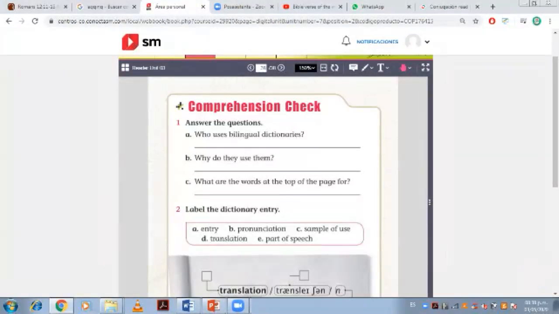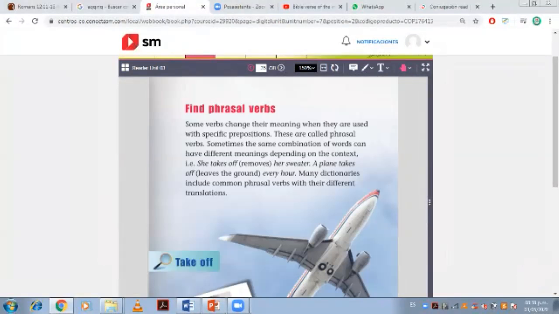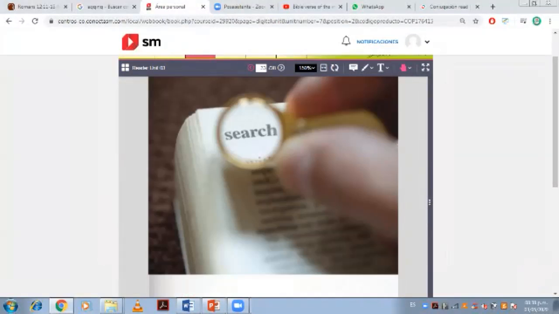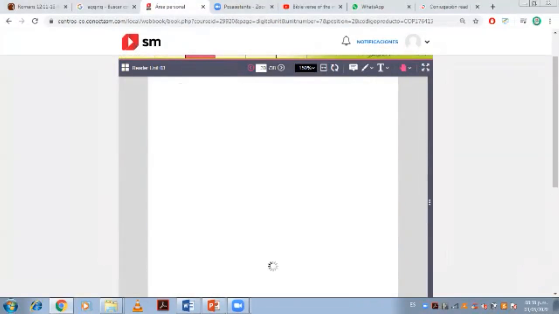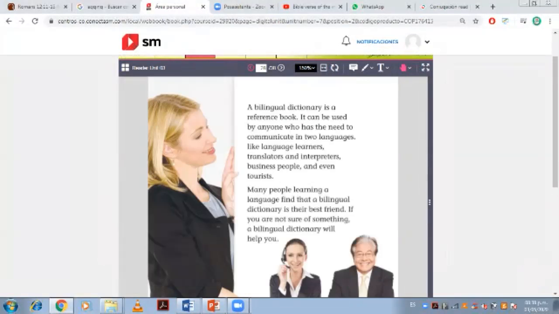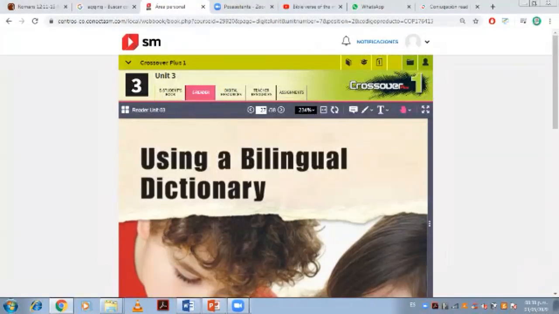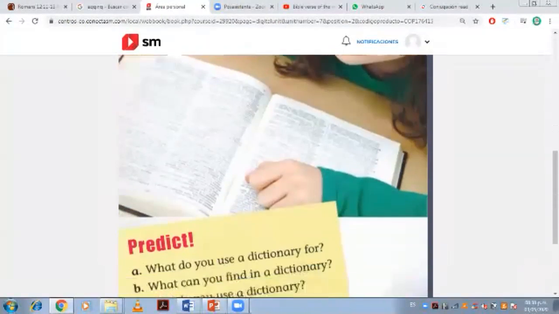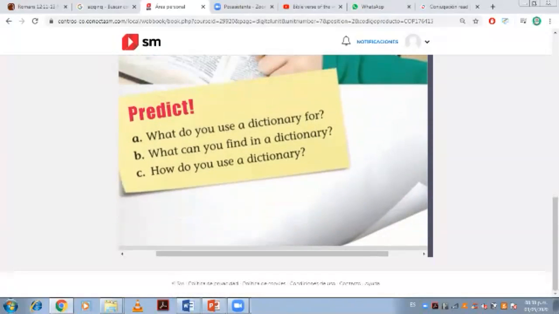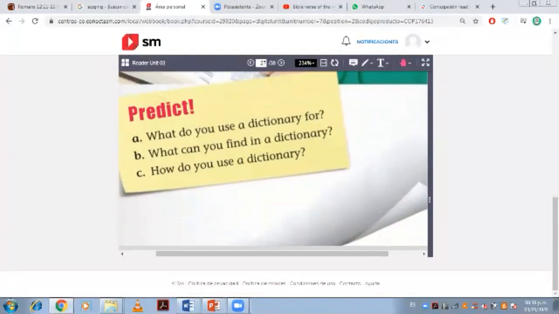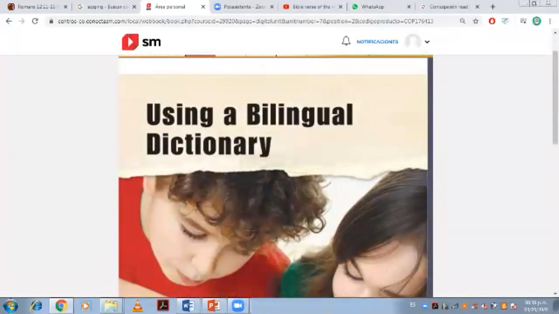Okay. In this moment, I have a reader book open in page 27. Okay, 27 is about using a bilingual dictionary in the reader book. Using a bilingual dictionary.